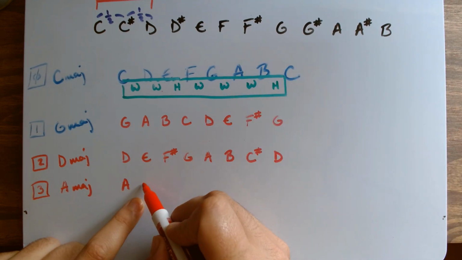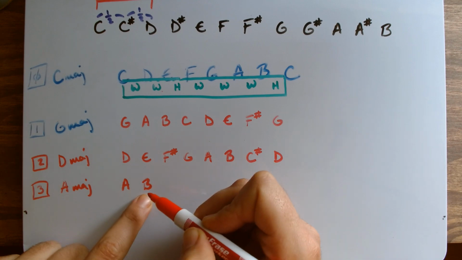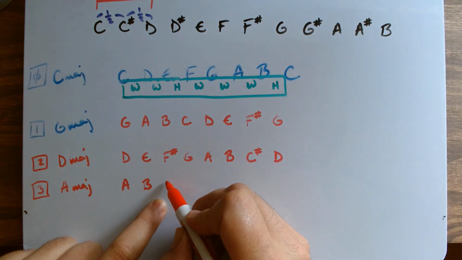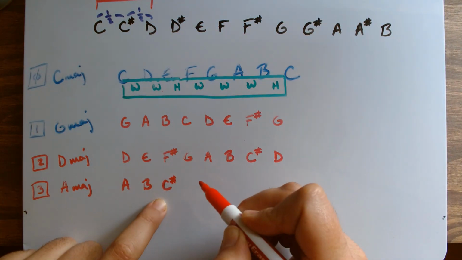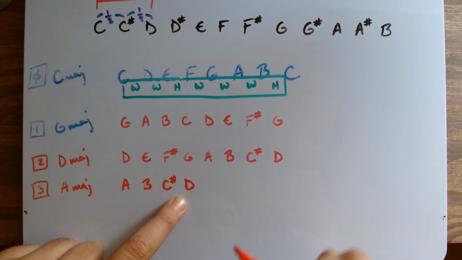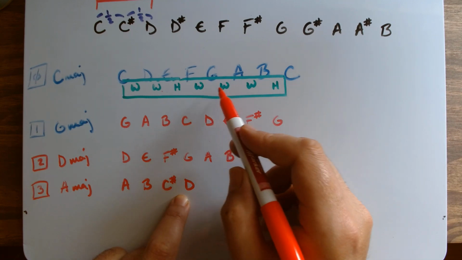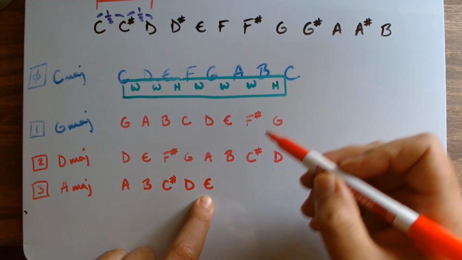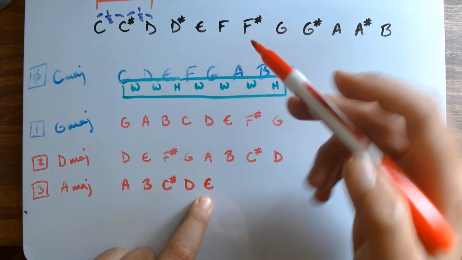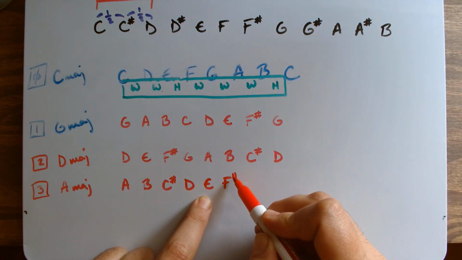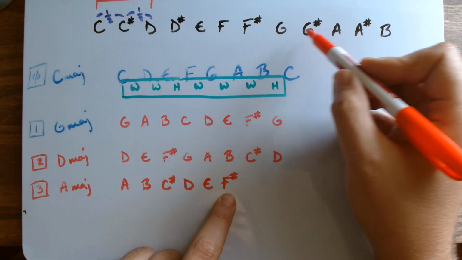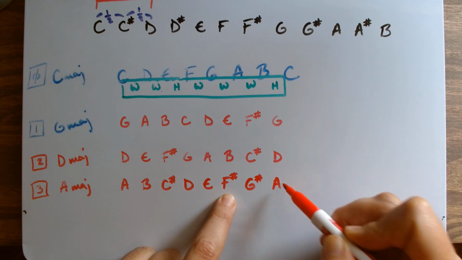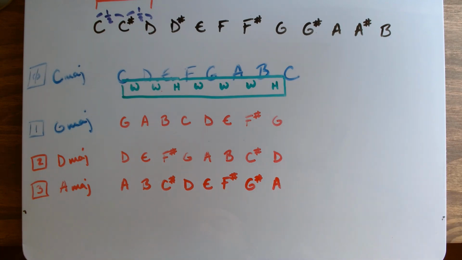So it's a whole step to a B. It's a whole step to a C sharp. There's our first one. The half step. And then it is whole, whole, whole half to finish out. So we're going to go whole step, whole step, whole step, half step. And there's our three sharps.